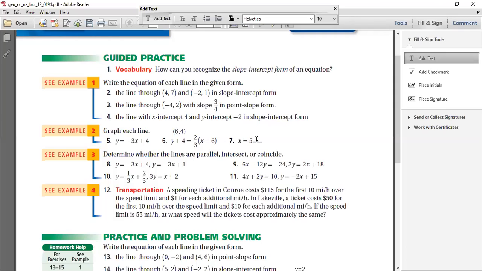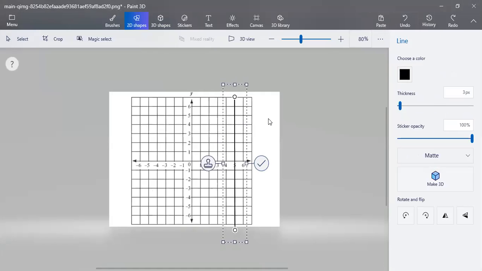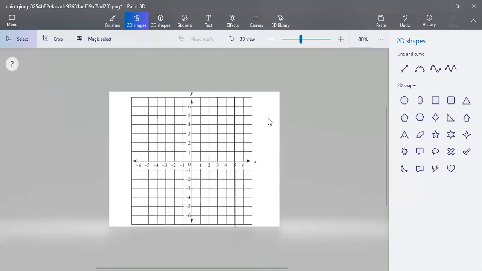Question number 7, x is equal to 5. Now how are you going to draw x is equal to 5? Nothing. X is equal to 5 means when x is equal to 5, it's going to be a vertical line. That's it, nothing else. So you just simply have to take your ruler, keep on x is equal to 5 and draw one line from up to down. That's it. This is going to be the line x is equal to 5.